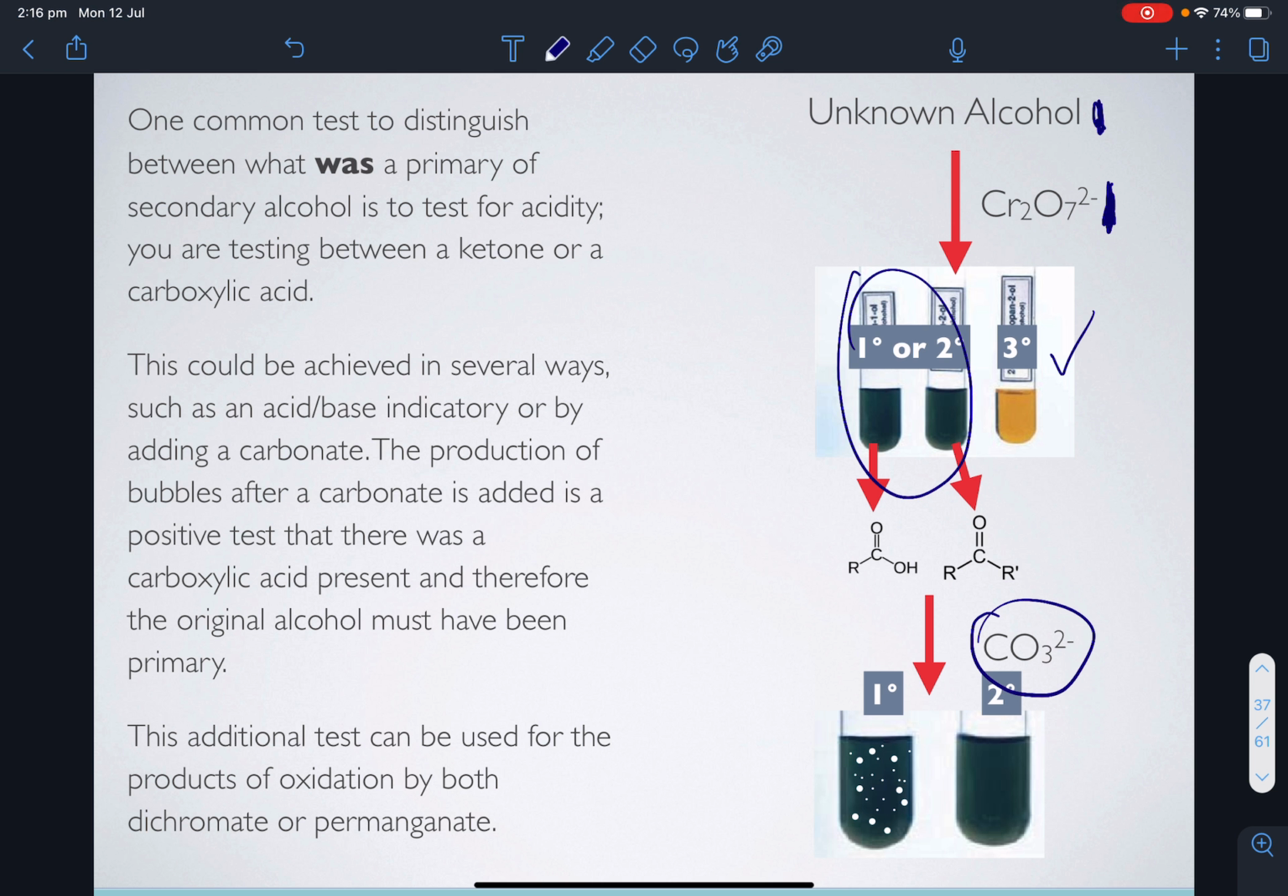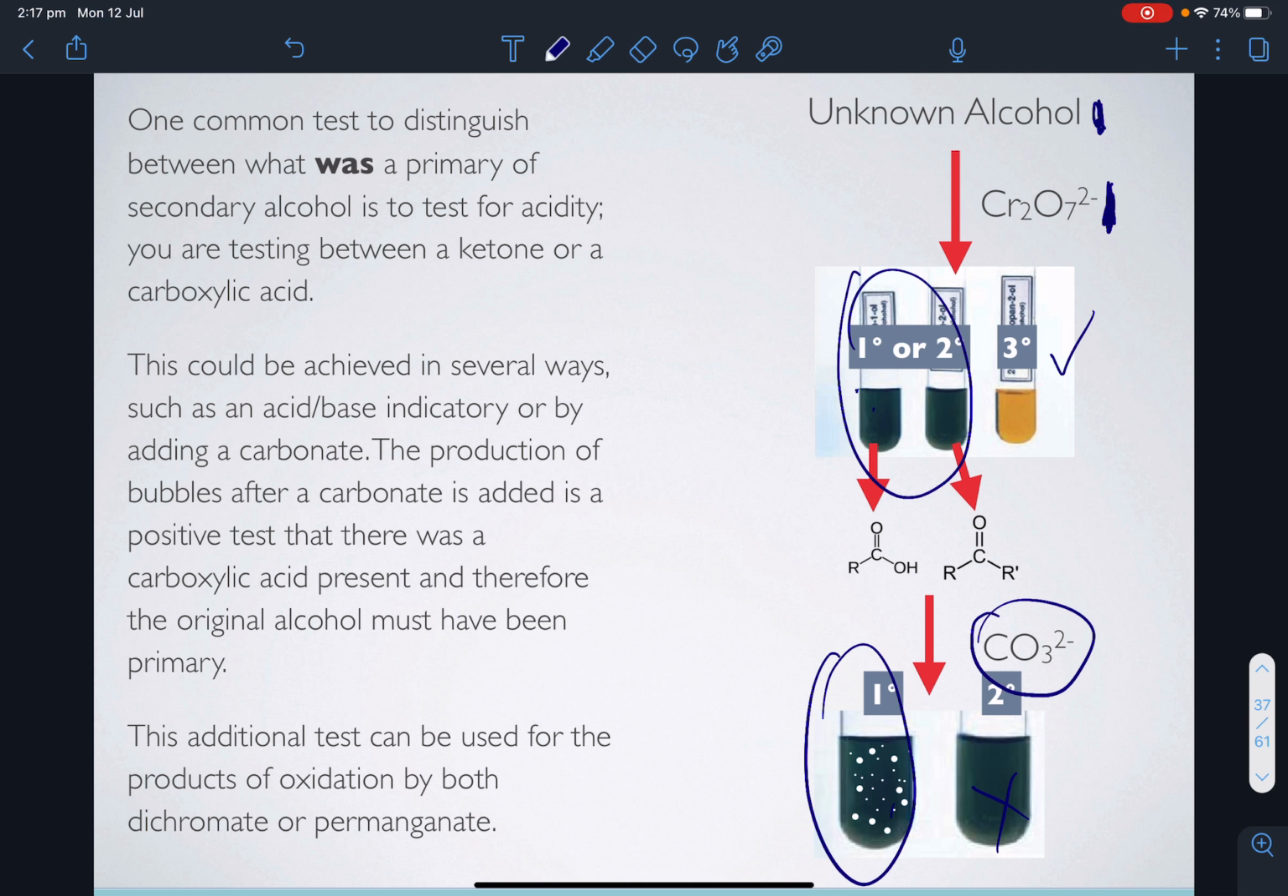What happened was the one that had the primary alcohol from the beginning showed bubbles because it was at this stage a carboxylic acid. The secondary one, the ketone, if you add in the carbonate, no reaction, nothing's going to happen. So that's a classic one that comes up in examples for these oxidation questions.